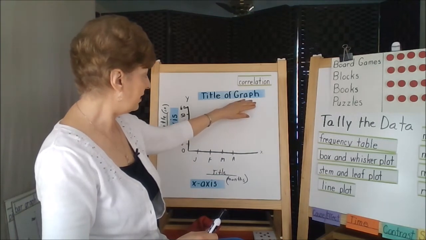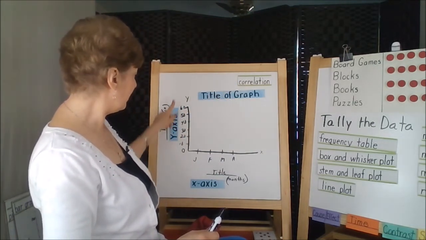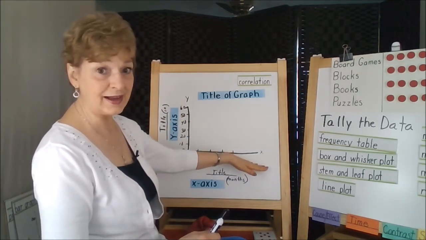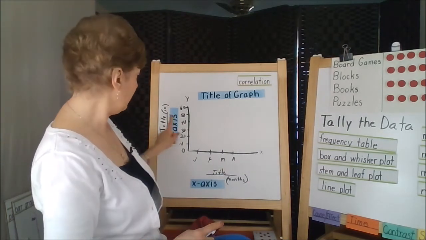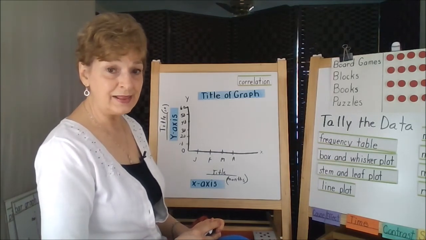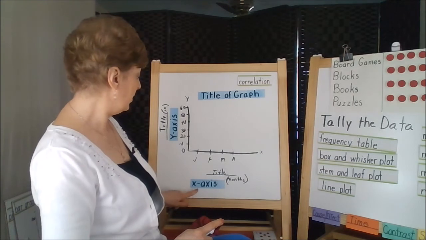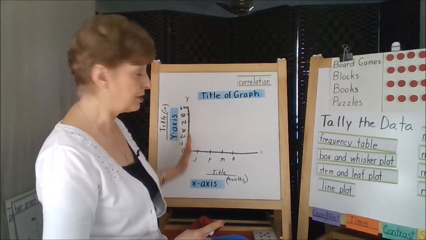The graph title that shows the correlation between the title of the vertical axis and the title of the horizontal axis. And the upper math calls them the y and the x-axis. So the data that we're collecting is basically going to fall into the categories of the horizontal and vertical axes.